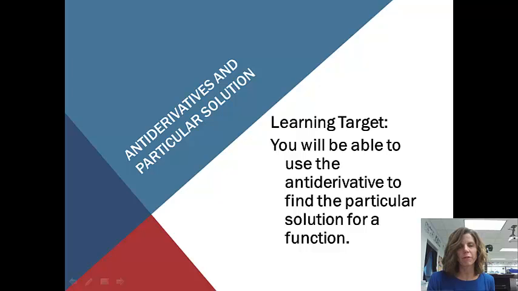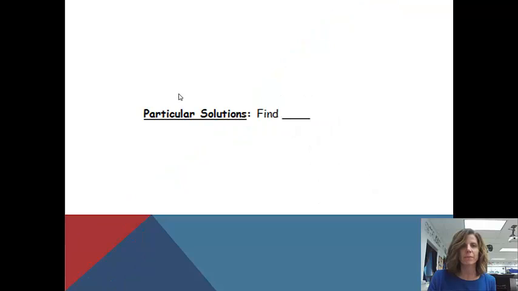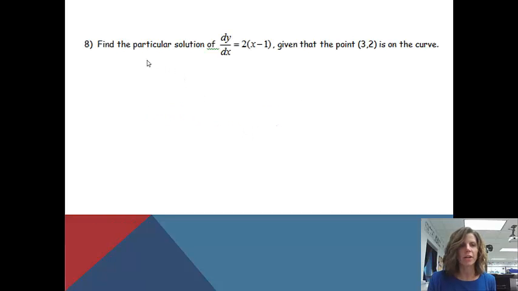Now, somewhat familiar with finding antiderivatives or integrals, we are now going to go from a general solution to a particular solution. So at the end of this lesson, you'll be able to use the antiderivative to find the particular solution of a function. Basically, if you're moving from a general solution to a particular solution, we just need to find c. Notice on all the general ones, we always put plus c, but now it's time to find c. All right, let's try an example.